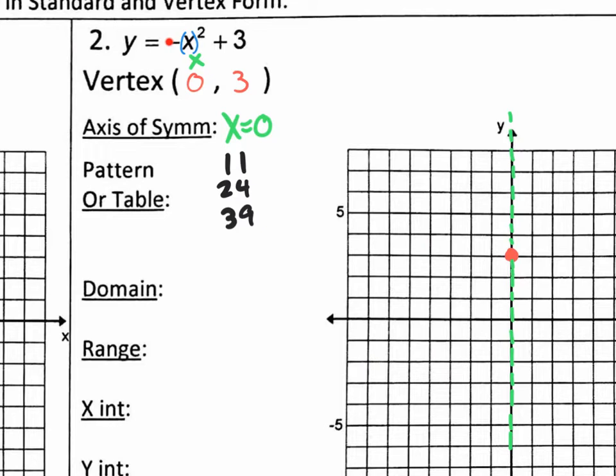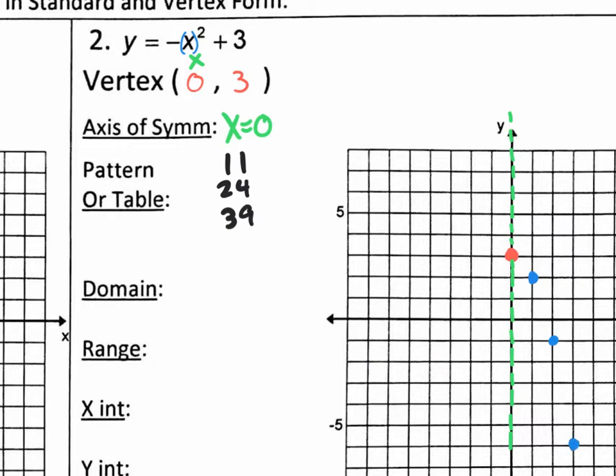Now we do know it's opening down because it's negative, so we're going to do 1, 1 first, 1 over, 1 down, and we're going to put a dot right there. We're going to go back to the vertex, and we're going to go 2, 4, 2 over, 4 down, and put a dot right there. And then 3 over, 9 down from the vertex, right here.